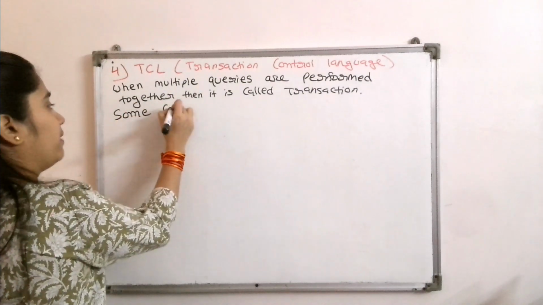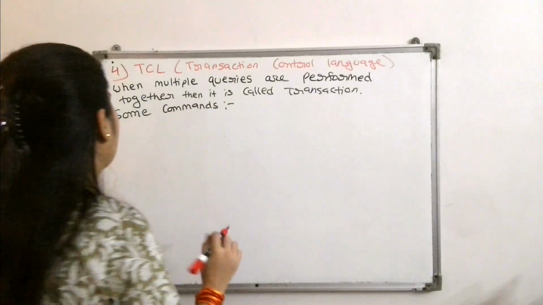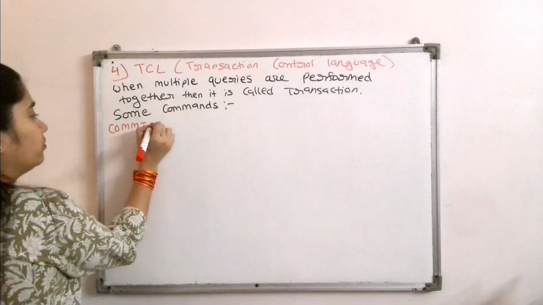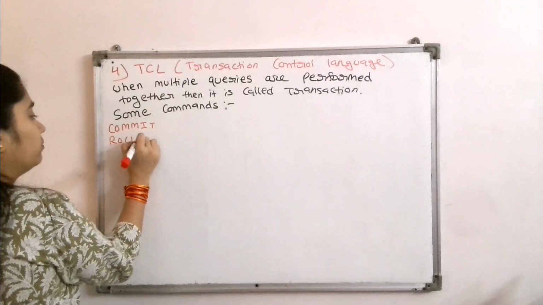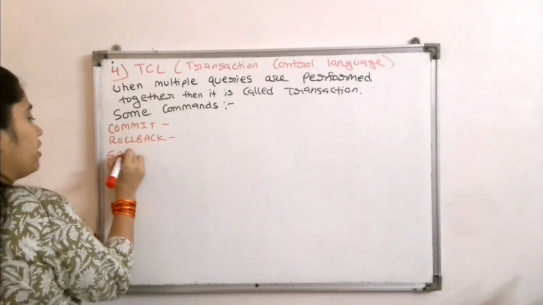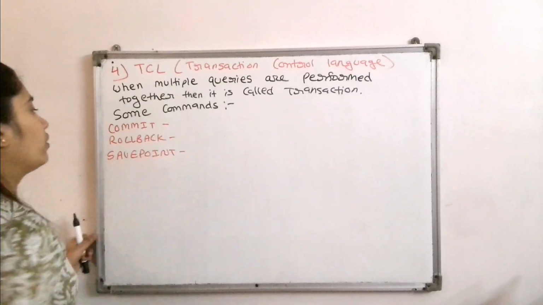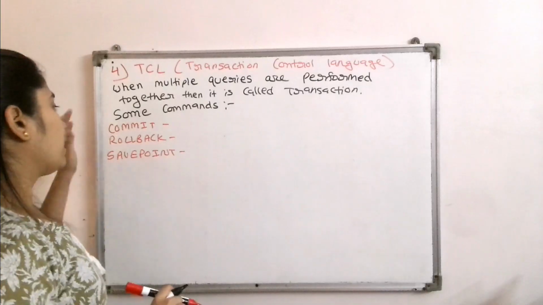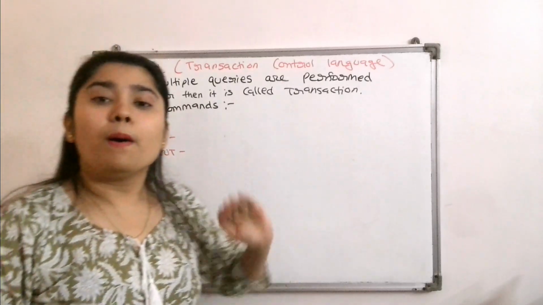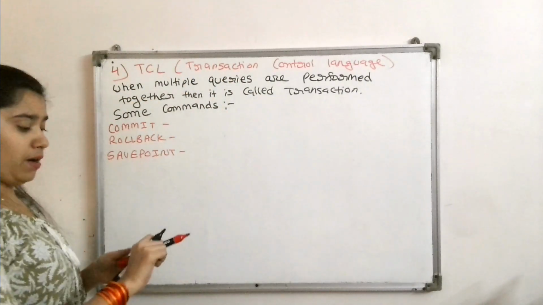There are three commands we have seen. What were those? First we have seen commit, then rollback and savepoint. Okay, now see what these commands mean. The commit command is used when we want to permanently save the data. Then we use the commit command.